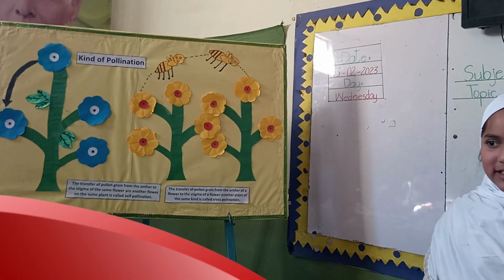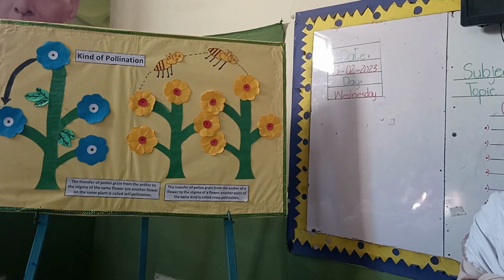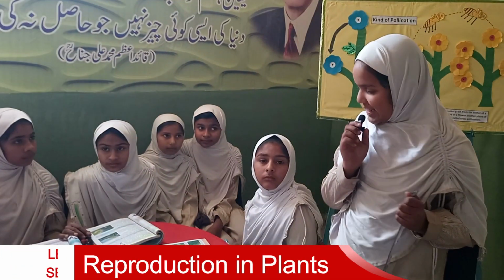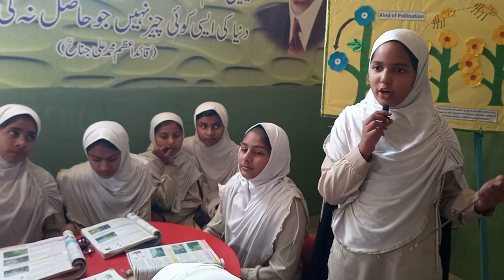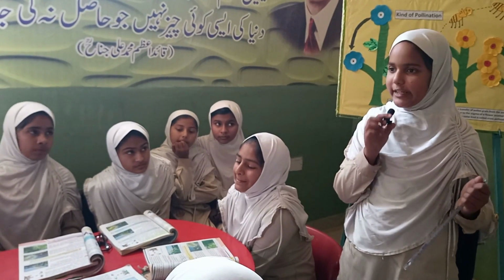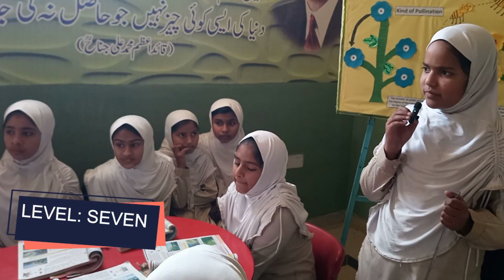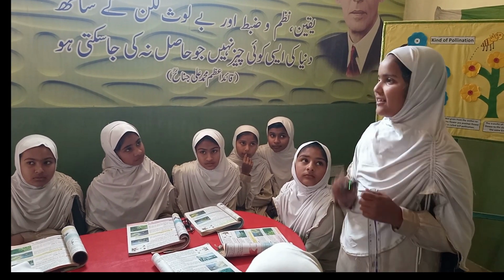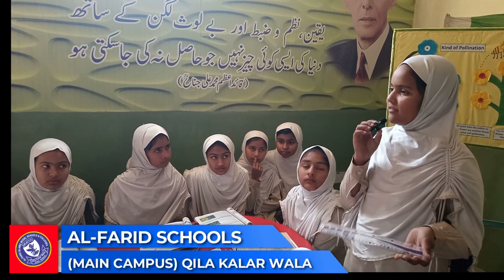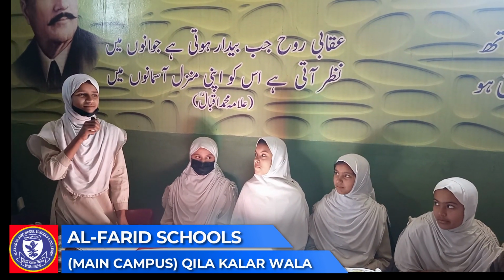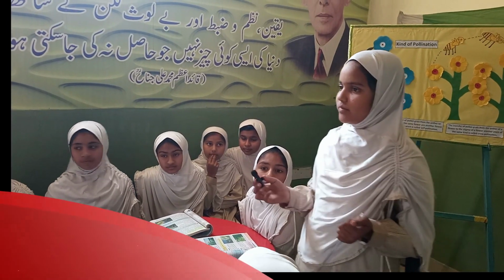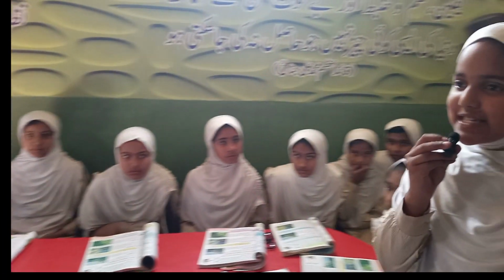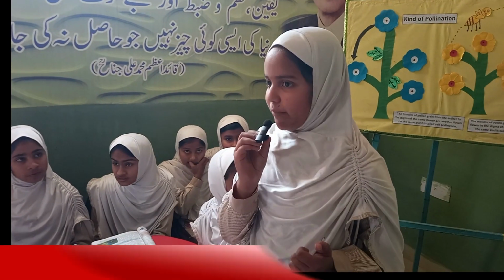Now, do you have any question? Yes. What are pollinators? The agents that carry pollen grains from the anther of a flower to the stigma in pollination are called pollinators. Now, do you have any question? Yes, Aisha. What is the color of petals? Petals are colorful. Anyone else? What is the color of sepals? Sepals are green in color. Anyone else? Yes. Is stamen a male part or female part? Stamen is the male part, consisting of anther and filament.